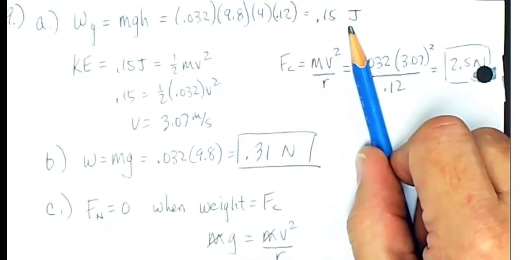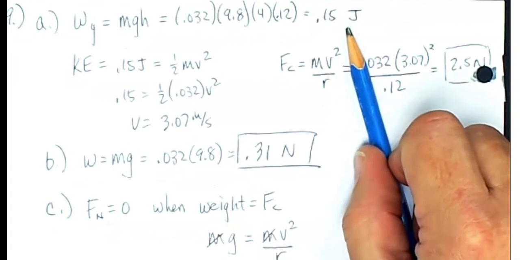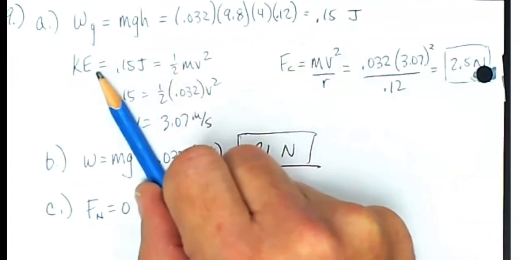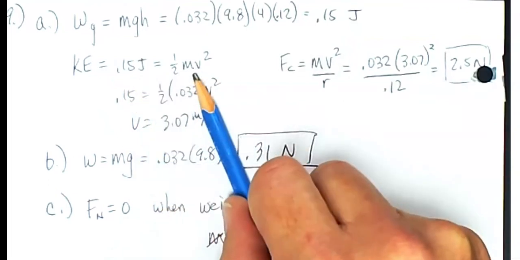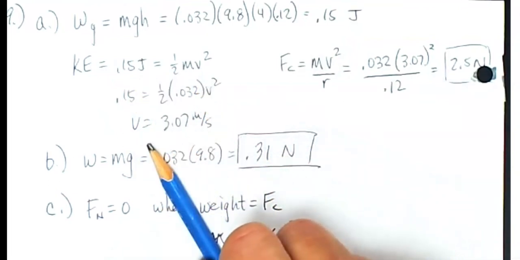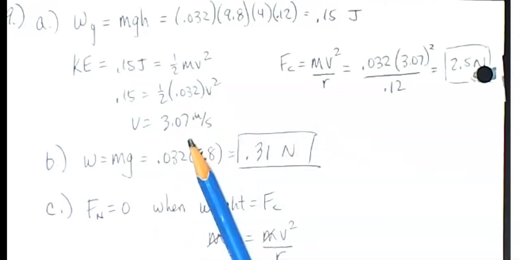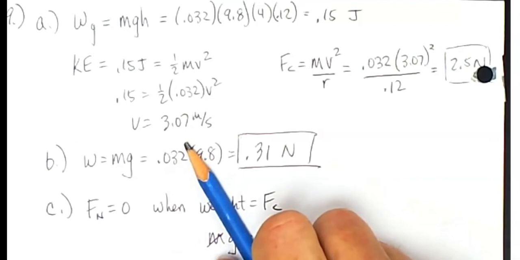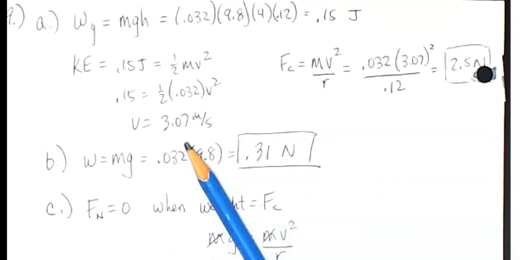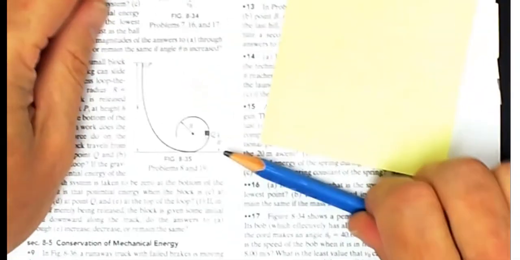So I know all that work has converted potential energy to kinetic energy. So my kinetic energy at that point is 0.15 joules. Set it equal to 1/2 mv squared and solve for v. And I see that the thing is moving at 3.07 meters per second. I needed to figure that out because they're asking me for the horizontal and vertical components of the forces acting on the mass.